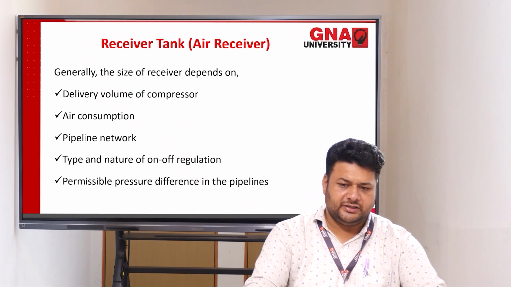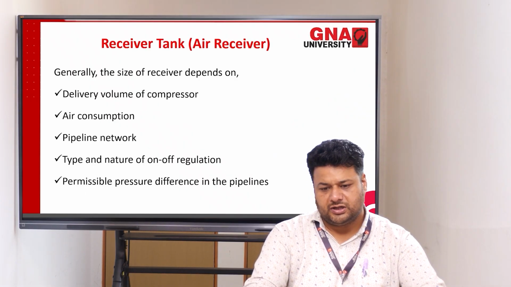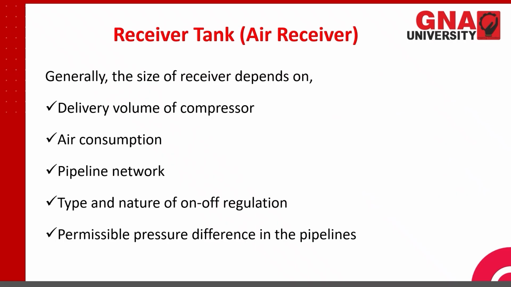Generally the size of the receiver also depends upon the delivery volume of the compressor. So the size depends upon the amount of air that is compressed by the compressor and sent to the receiver tank. Air consumption, how much air we are consuming, the pipeline network, which type of pipeline network we have and what its capacity is, the type and nature of the on-off regulation, how frequently we on-off the pressure regulation, and the permissible pressure difference in the pipelines. So these are the various factors upon which the size of the receiver tank depends.